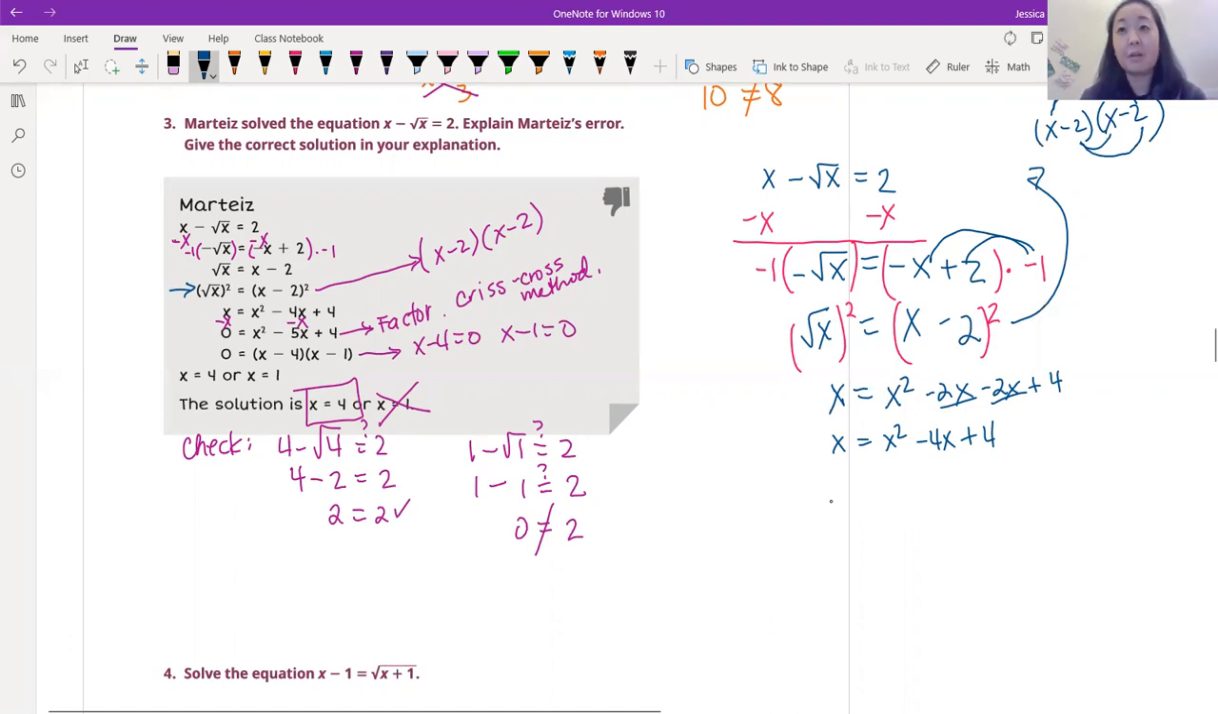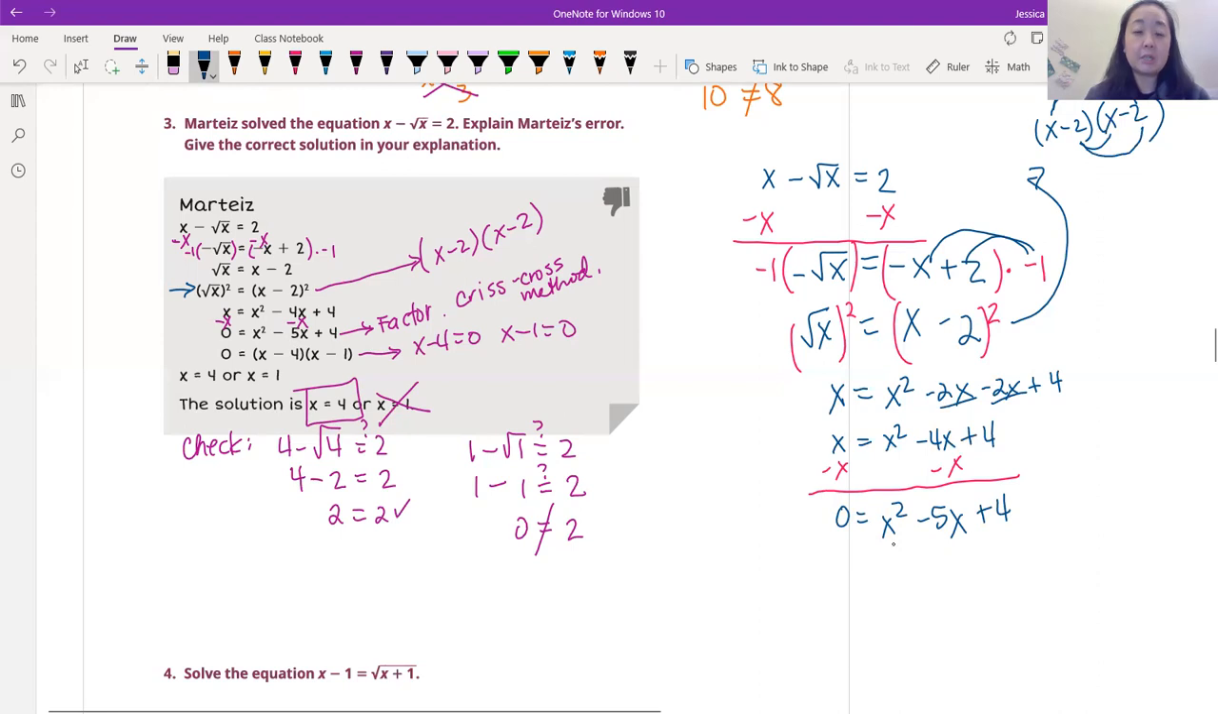We know how to solve these, right? But we have to have it equal to 0. So we're going to have to subtract x on both sides. I'll just line them up with their like terms. And we're going to get 0 is equal to x squared minus 5x plus 4, right?